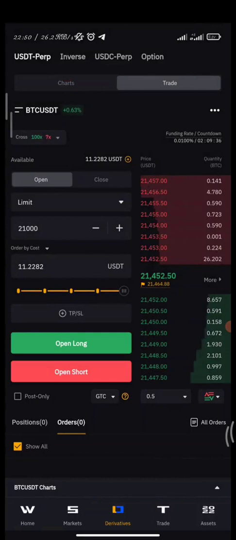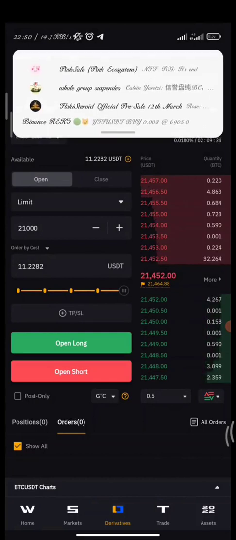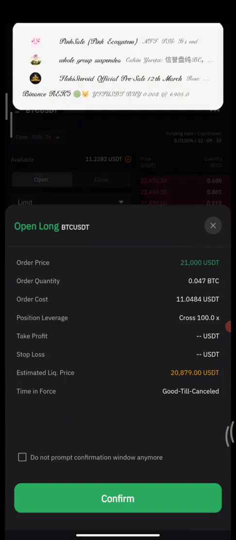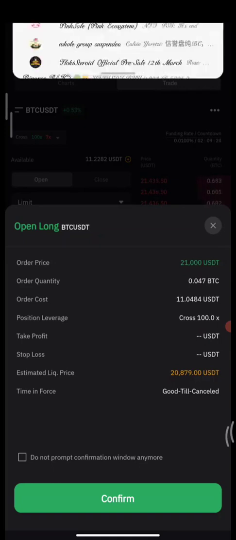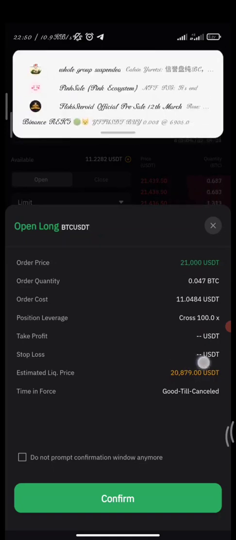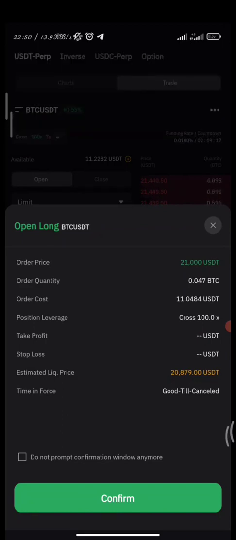Okay, let's say now I want to long. It's at 21,000, and I said I want to long. Look at my liquidation price. Can you see my liquidation price? When I was using 3x, it was showing 9,000, but look at it, it's showing 20,879. So you can see the disadvantage of using high leverage.